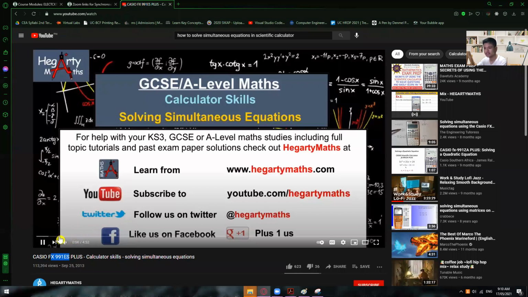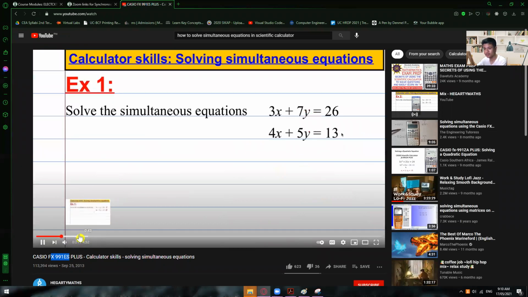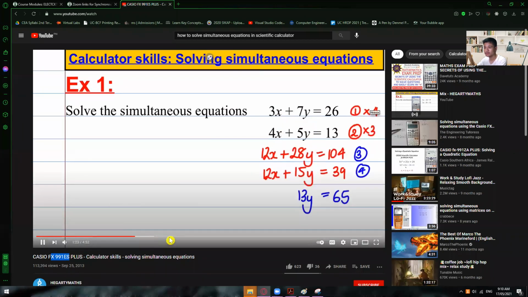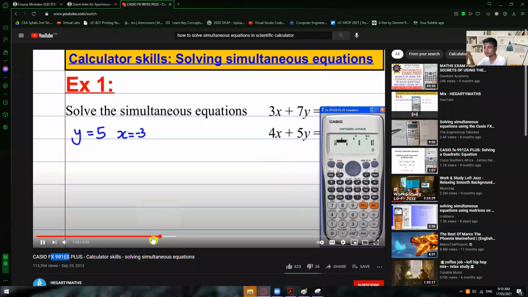So this is actually the calculator that I used when I was still in college. This is just an example. We have two unknowns, X and Y. And then how will you solve that one using a calculator?